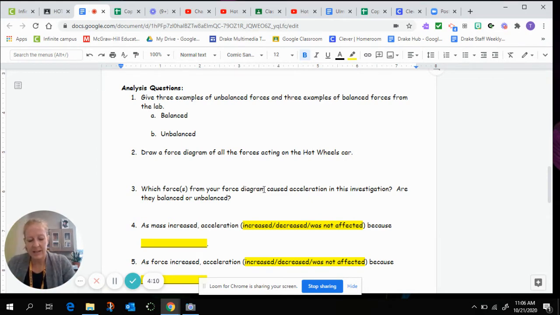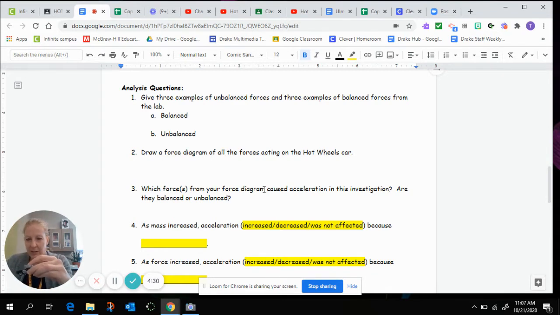My last situation is in part 2. In part 2, I add these washers to the top of the car. When I add the washers to the top of the car, and I have 3 washers on the end of my paper clip, before the experiment starts, I have to hold on to the car.